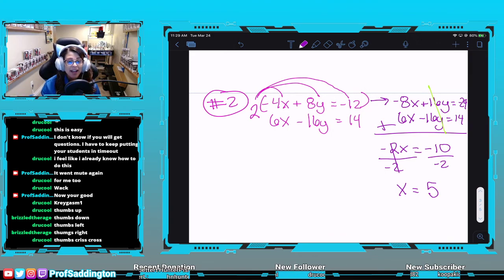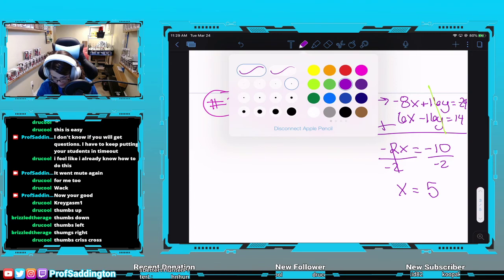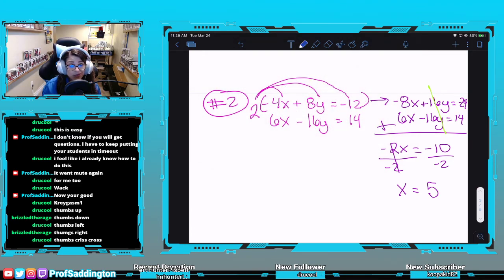And now that I have x, I'm going to substitute into one of my originals to find y. And again, it doesn't matter which one you pick. I'm just going to pick the top one again because why not? So I'm going to rewrite the original.